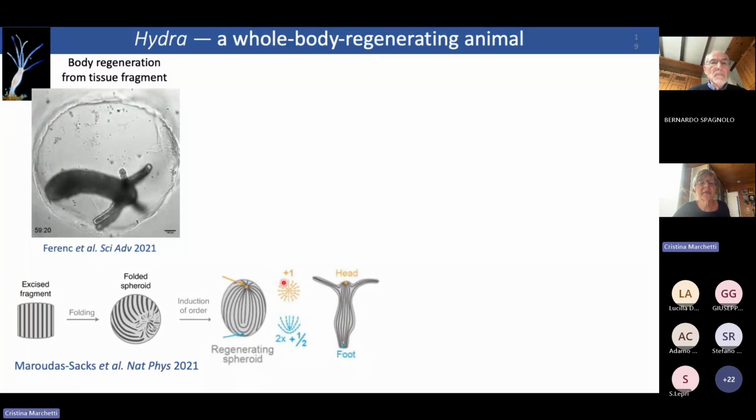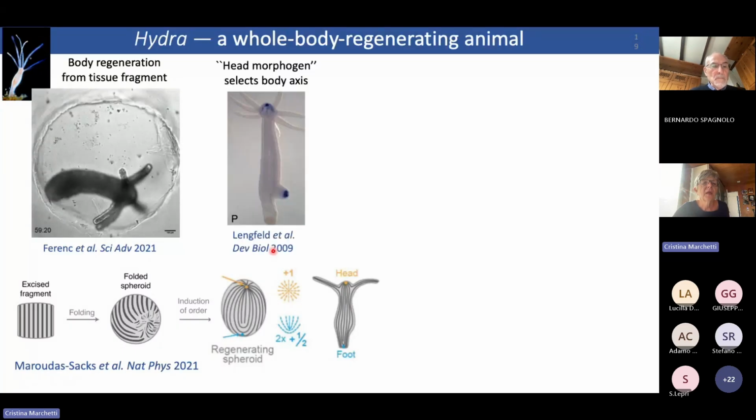And so the idea is to try to understand how this regeneration occurs and what is the role of nematic order in the process. Now, it's also well established that it's not all mechanics. There is a morphogen, a chemical called head morphogen, which is expressed at the location of the future head, and that plays clearly a role in the selection of the body axis, where this thing goes from being just a spheroid to being an elongated object.